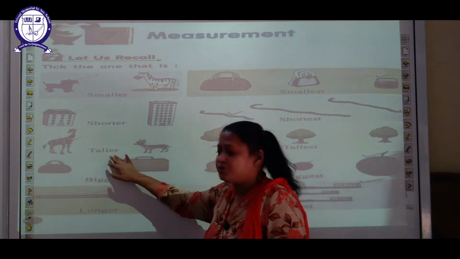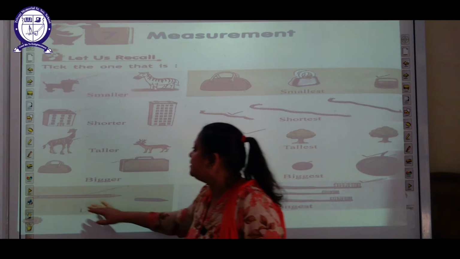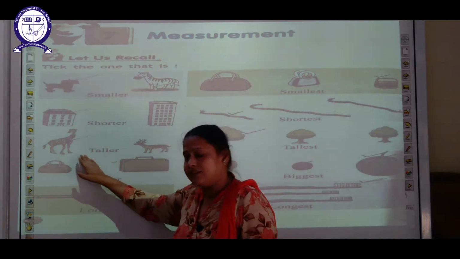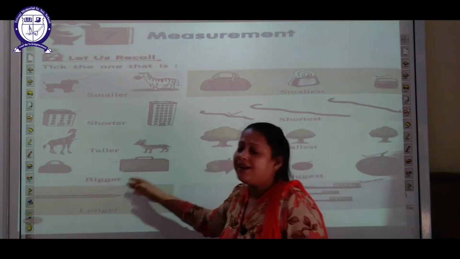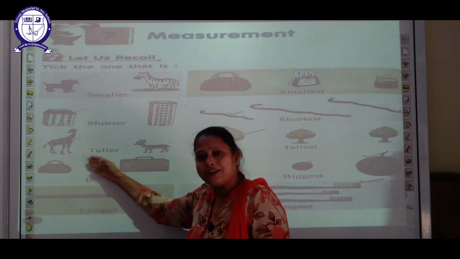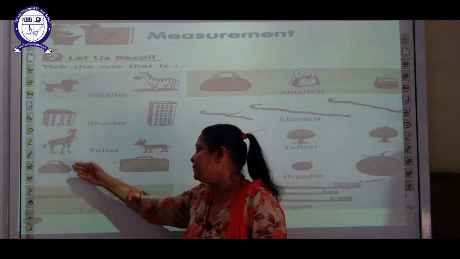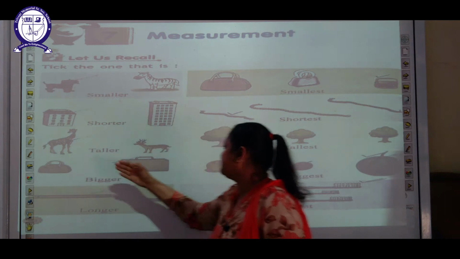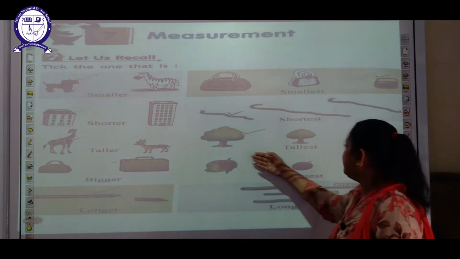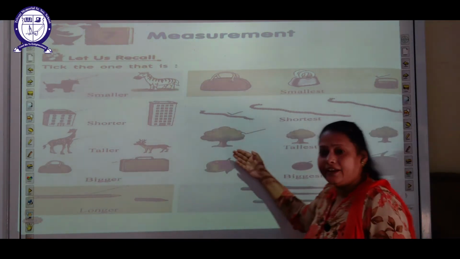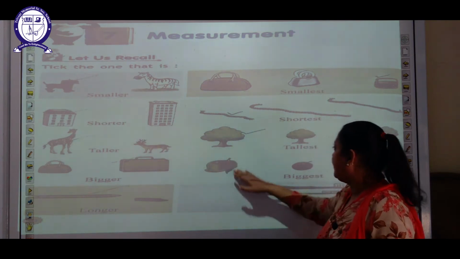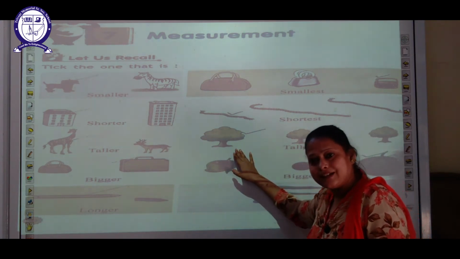Now tick the taller one. Which is taller? This is a giraffe and this is a deer. So the giraffe is taller than the deer. So you have to tick here. Next, students, which is the tallest tree? Okay, this picture shows the tallest.